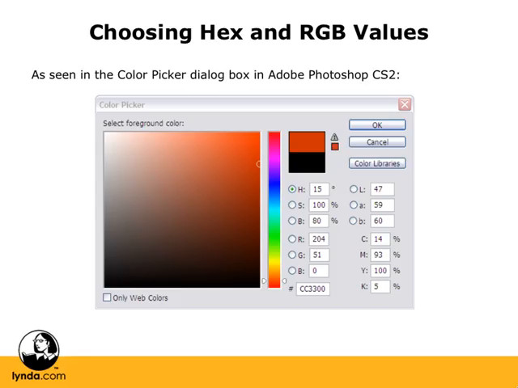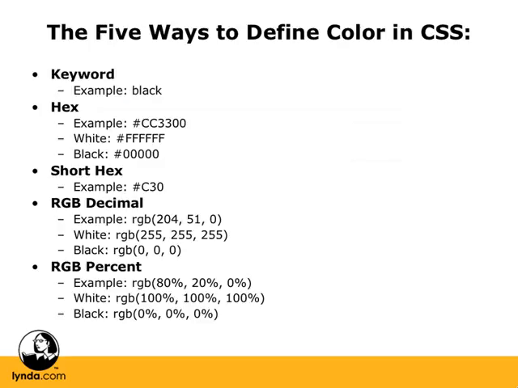Now, the other stuff here, you see the HSB, the LAB, the CMYK. Those are things that Photoshop lets you do. You can't specify CSS colors using HSB, LAB, or CMYK notation. At least not yet. Maybe one day, but not right now. So let's go back to our list of keywords, and there's our CC3300.